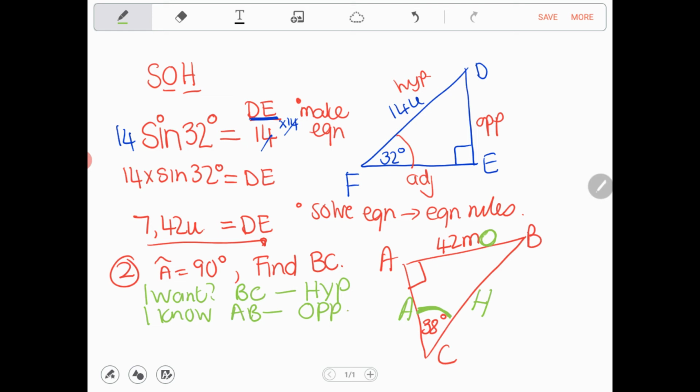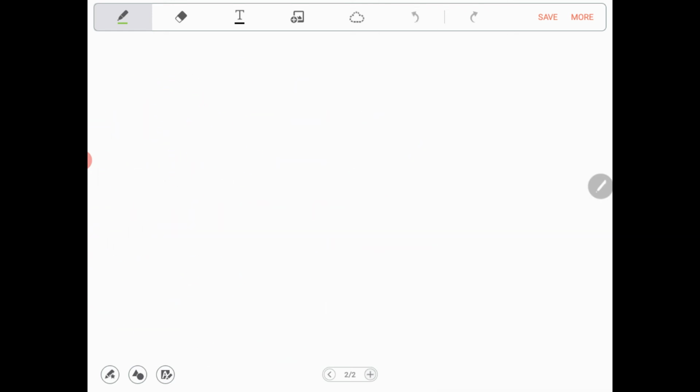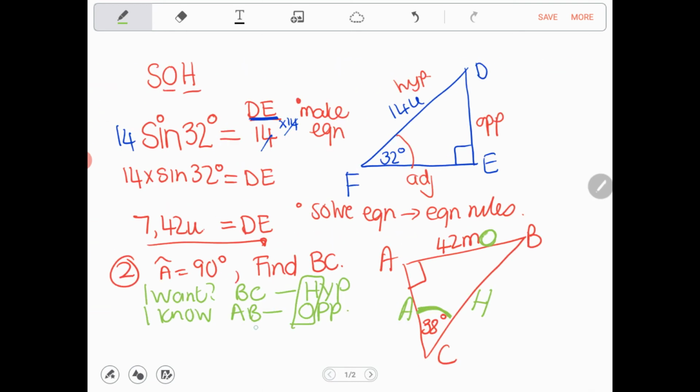So again, the ratio I'm going to choose is the one that uses H and O, and again it's going to be sine. Okay, so sine of 38 degrees is going to be sine of 38, opposite, 42, over the hypotenuse, which is BC.